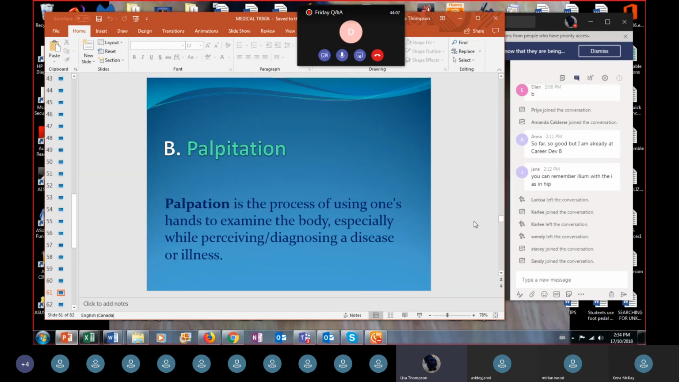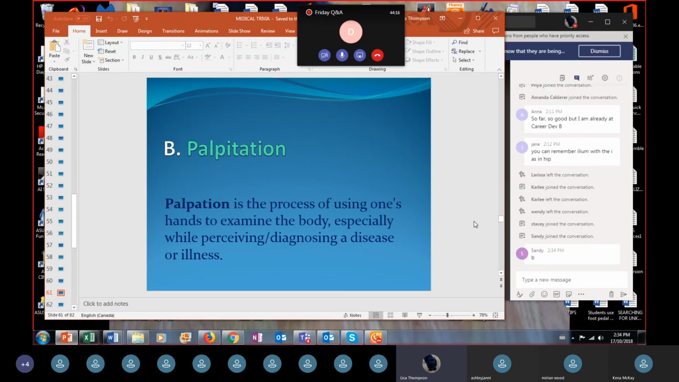Palpation is the process of using one's hands to examine the body, especially while diagnosing a disease or illness. That's like when the doctor sometimes will tap on your back or chest while they're listening to your chest and stuff like that. That's what palpation is. And palpitations is your heart fluttering and that sort of thing. That's right, Sandy. It's B.